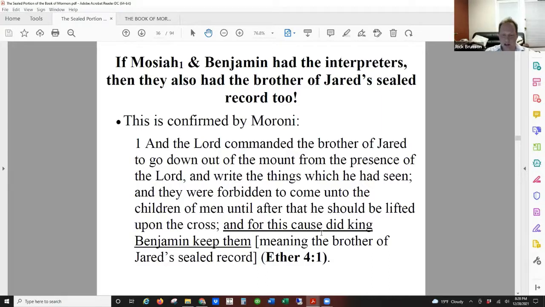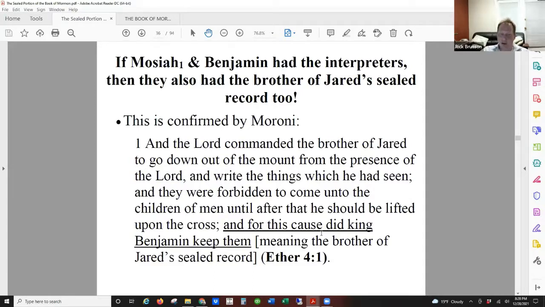Listen to what he said in Ether 4. "And the Lord commanded the brother of Jared to go down out of the mount from the presence of the Lord and write the things which he had seen. And they were forbidden to come unto the children of men until after he should be lifted up upon the cross. And for this cause did King Benjamin keep them," meaning the sealed record. So Moroni said in Ether 4:1 that King Benjamin had the interpreters.